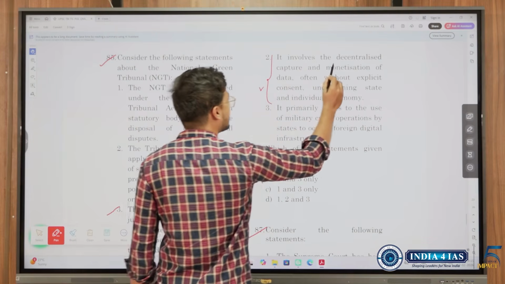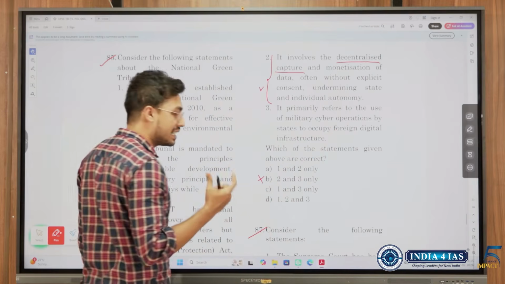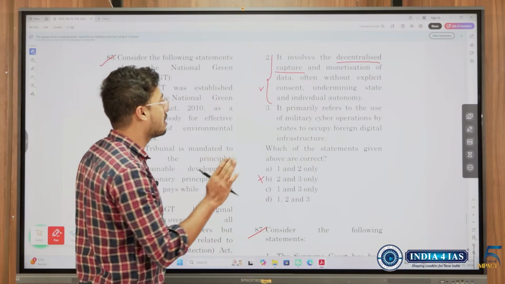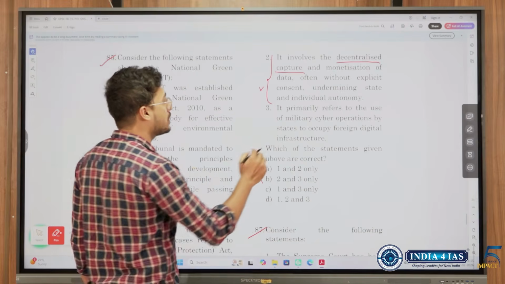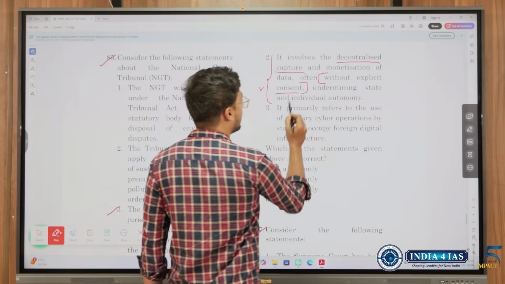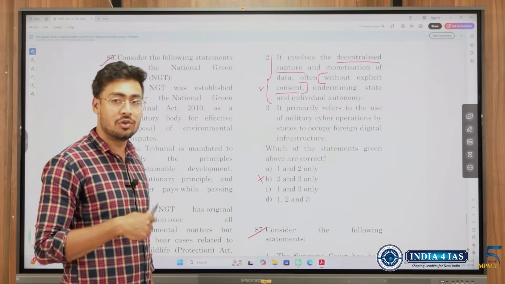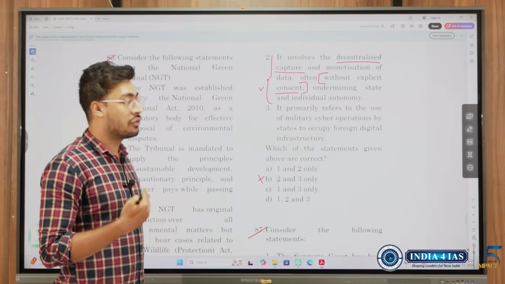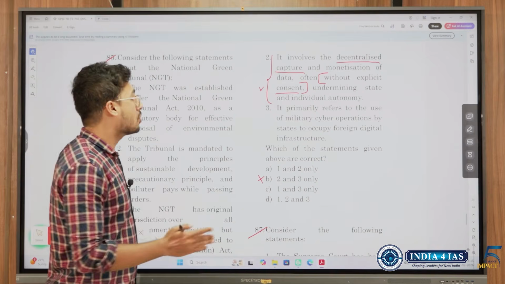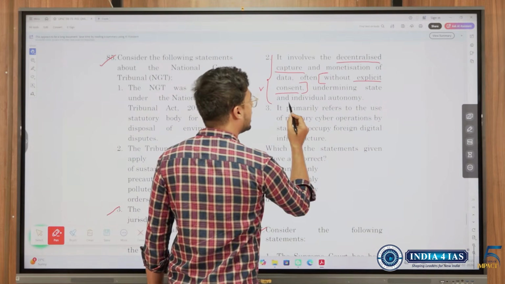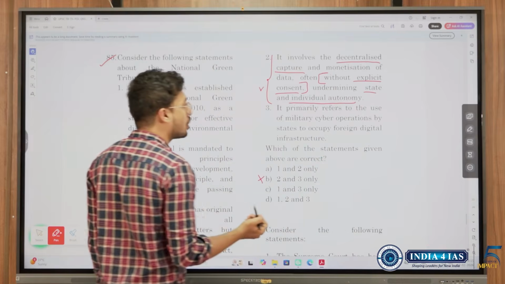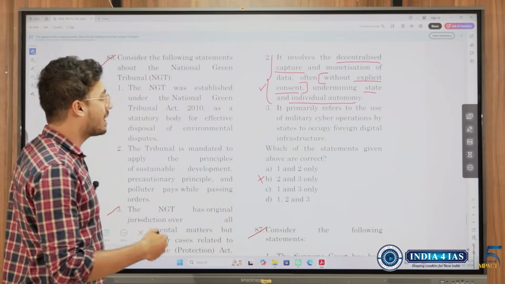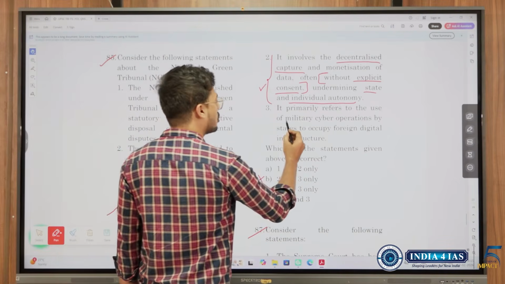Why? See, decentralized capture: it is not capturing data from certain parts of the country or certain areas. It is doing so in almost all areas in a decentralized manner. It is monetizing the data also, and often it is without explicit consent. There are so many hidden terms and conditions that we users do not come across whenever we are using social media, be it Facebook, WhatsApp, Twitter, and so on. So there is no explicit consent that has been taken. So individual autonomy as well as the state's autonomy to keep up vigilance is bypassed. So this is correct.